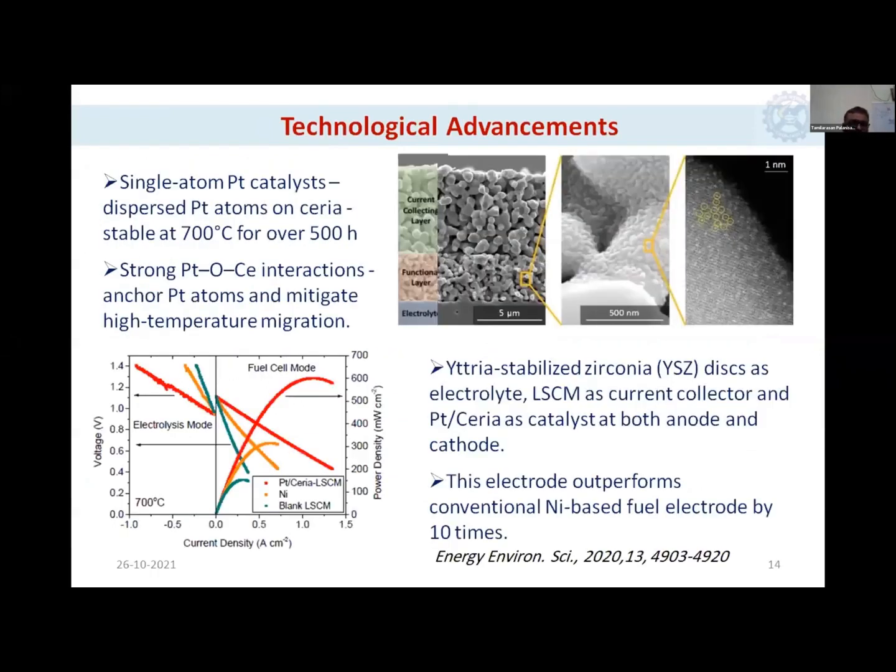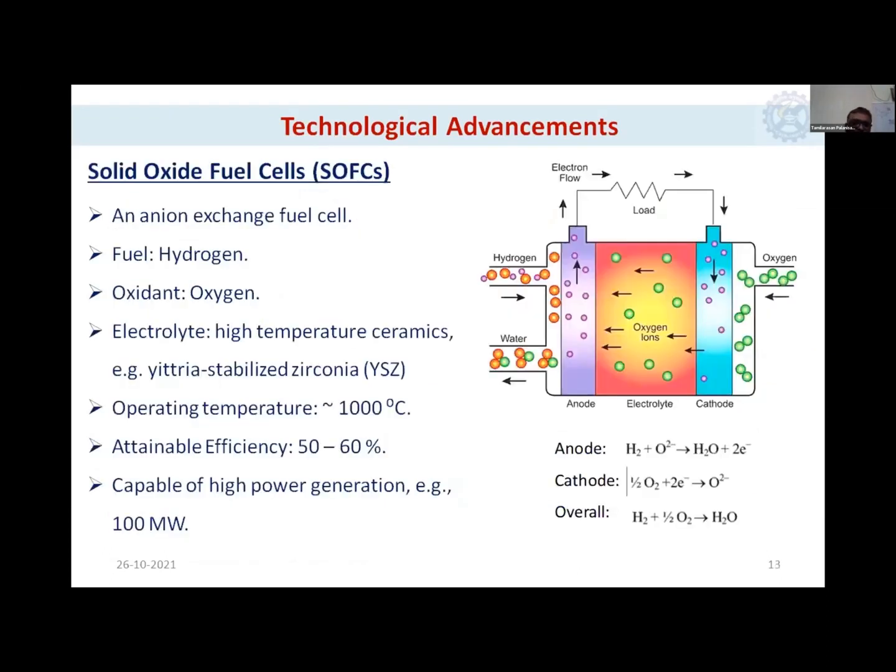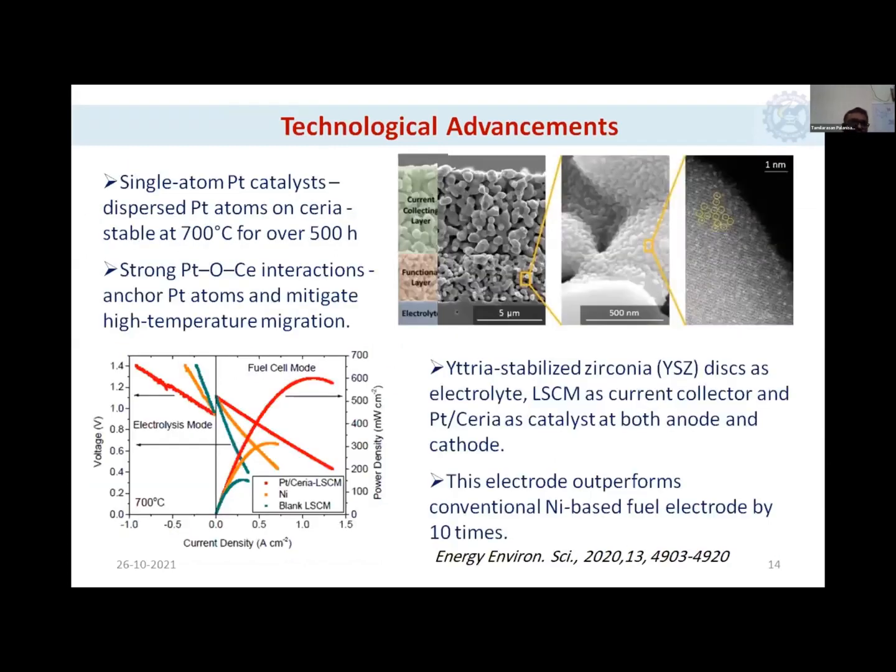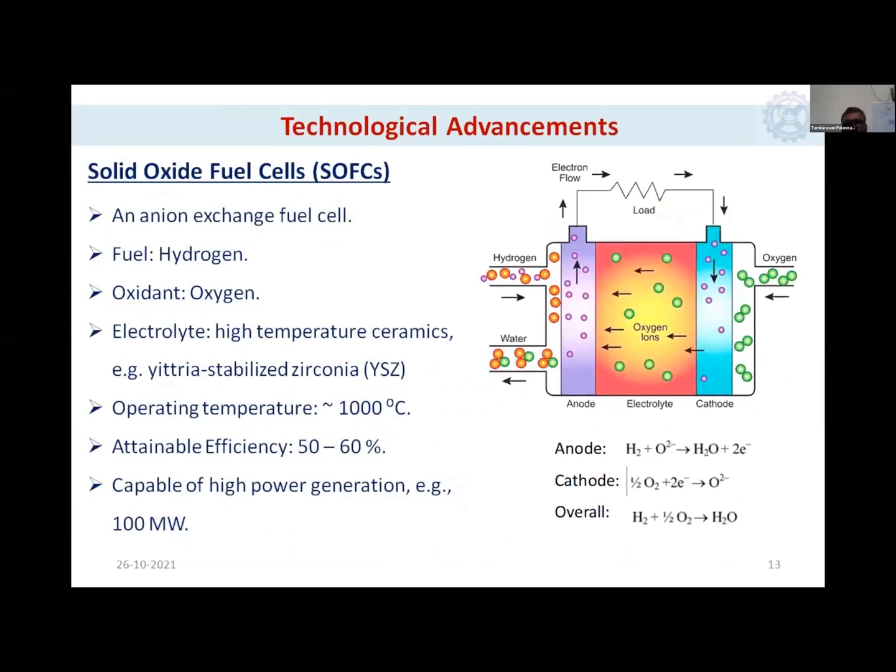And if you see some technological advancement in this device, of course, there have been a lot of electrolytes, catalysts, and different ways of supplying fuels developed so far, particularly towards the reduction of the operating temperature. As I already said, it operates at around 1000 degrees Celsius. But if you can reduce the temperature by 100 or 200 degrees Celsius, you can save a lot of energy, because whatever the energy produced by this fuel cell, a significant portion is once again utilized to maintain this operating temperature.